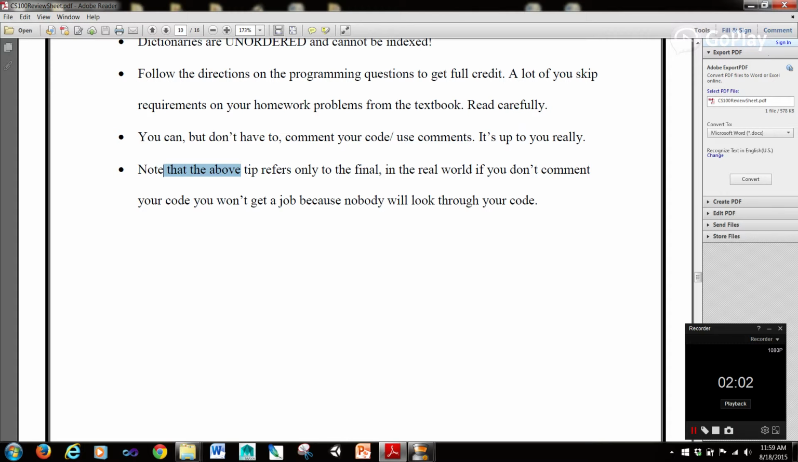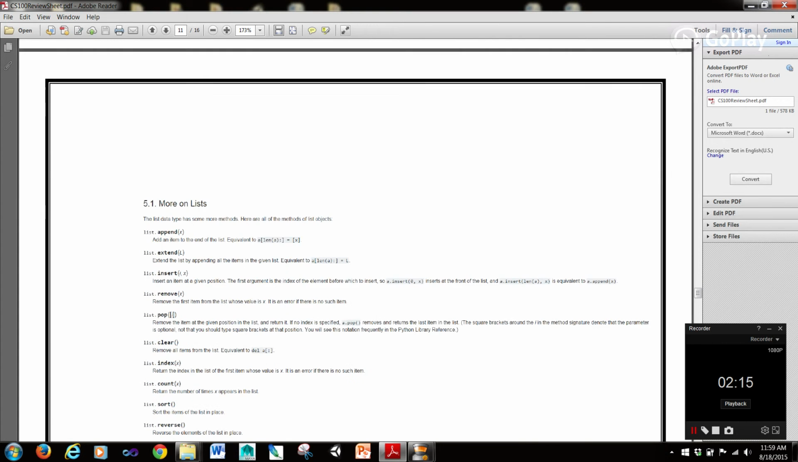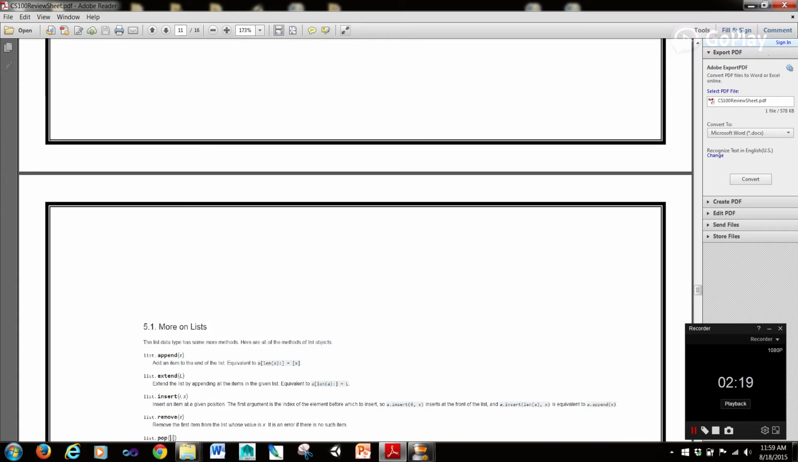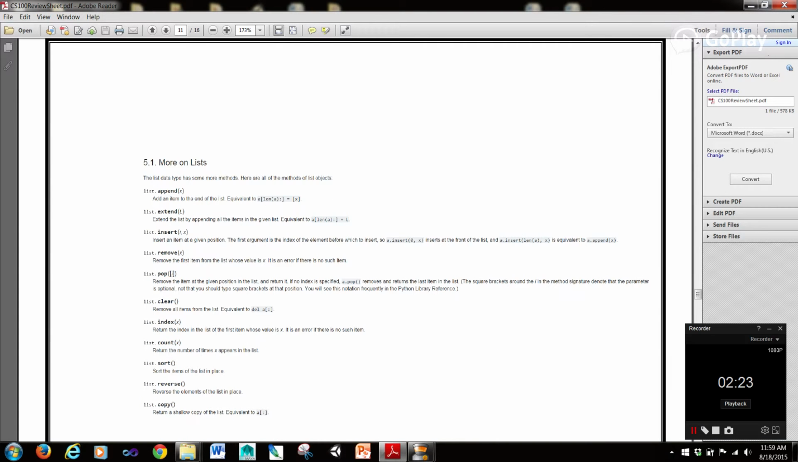Now, note that the above tip refers only to the final. In the real world, if you don't comment your code, you wouldn't get a job because nobody would look through your code. That's pretty self-explanatory. Commenting is basically lines of code that aren't read by the computer, and that's how you communicate with fellow programmers, stating what you were trying to do with the code you're writing.